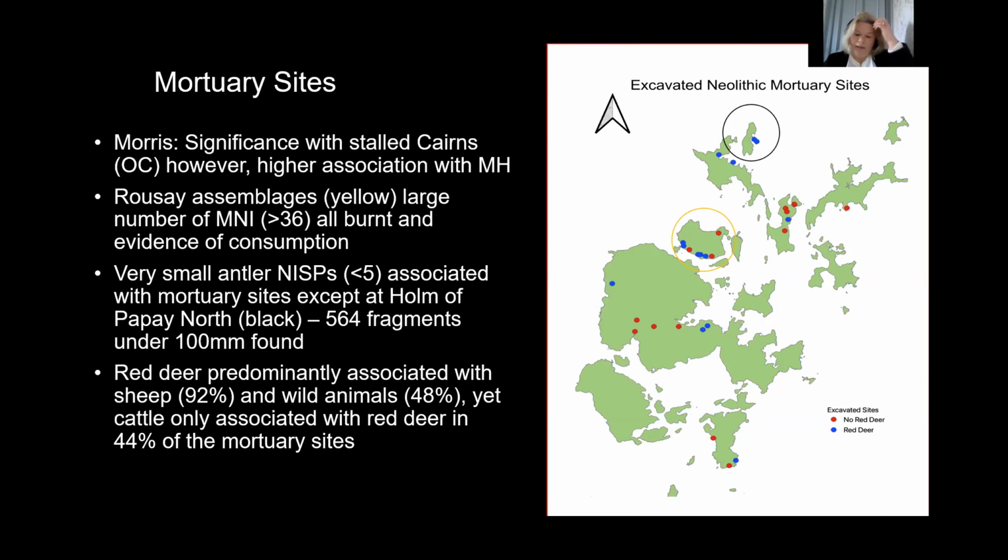But what we do have is a bit of an anomaly. At the Holm of Papay, which is right at the top there under the black circle, we have 564 fragments of antler found, all quite small. And Harman, who did the fauna report, believed that they probably equate to about 17 or 18 antlers. A previous excavation done in the late 1800s by George Petrie found 12 antlers here. So this is the only place across the whole of the Orkney Islands where we have any substantial antler. We have no antler caches, we have no tools, or a very small amount of tools, in these mortuary sites.